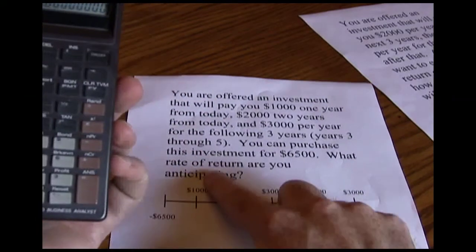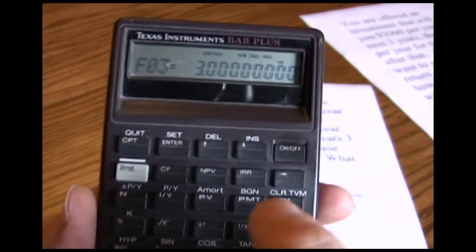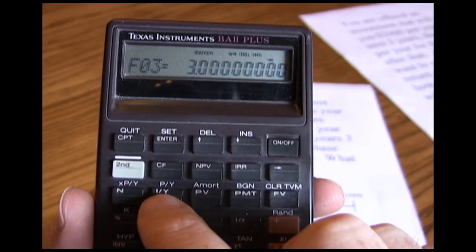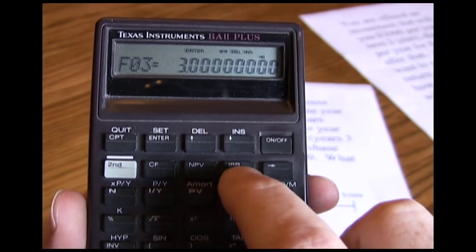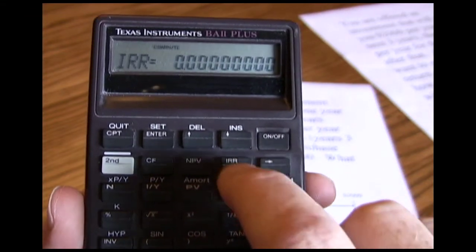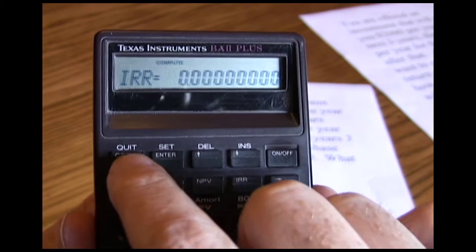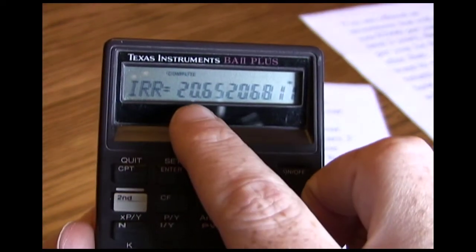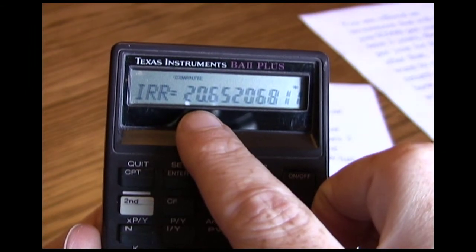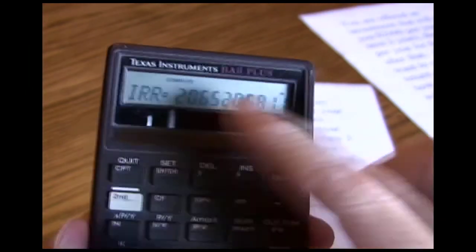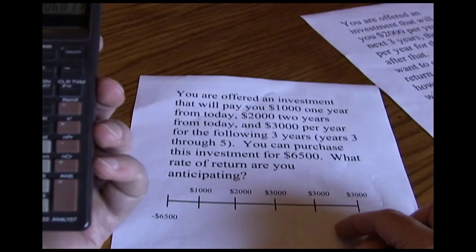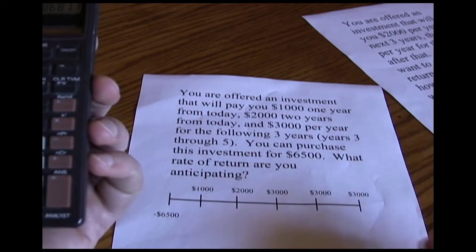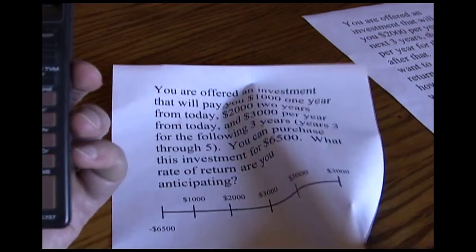Now we need to calculate the rate of return. With the cash flow worksheet, our rate of return is no longer going to be solved by the interest per year, but by what we call the internal rate of return. So press the internal rate of return button, press compute, the calculator thinks for a while, and tells us that our rate of return is 20.65%. So if we purchase this investment, we're going to earn a nearly 21% rate of return on our $6,500 over the next 5 years.